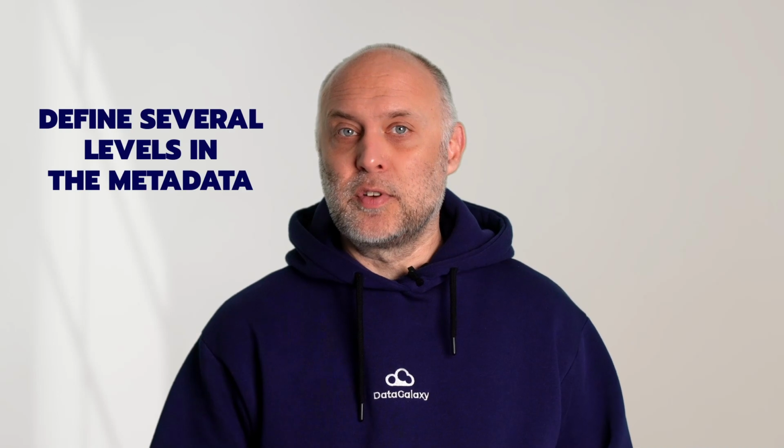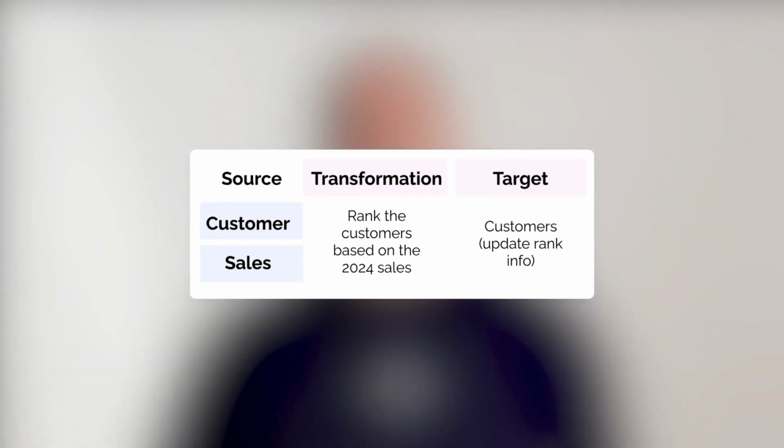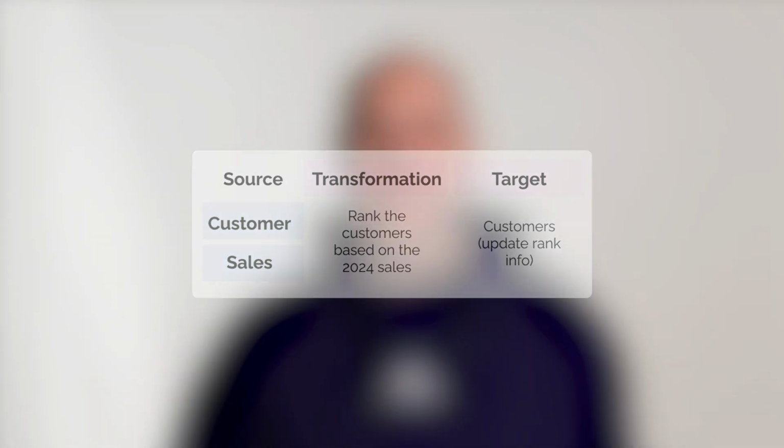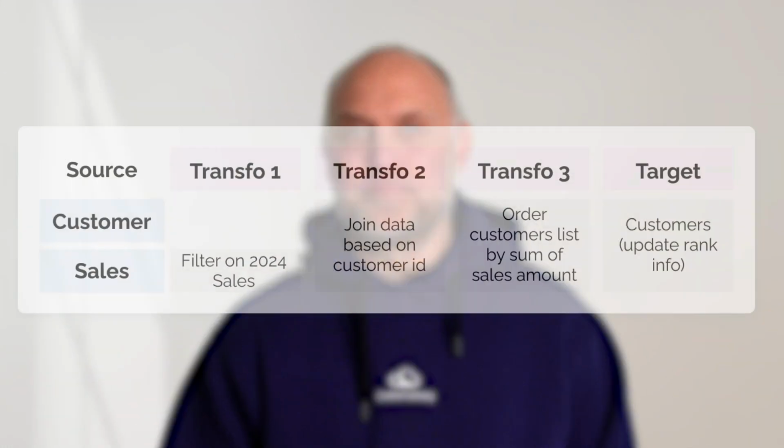Between these ends, it is necessary to be able to document all the transformations that one wishes to apply, and it is interesting to note that we can define several levels in the metadata, from the most technical to the most business-oriented. Here is an example of a transformation that we can document at a business level. And the same flow in a technical view.